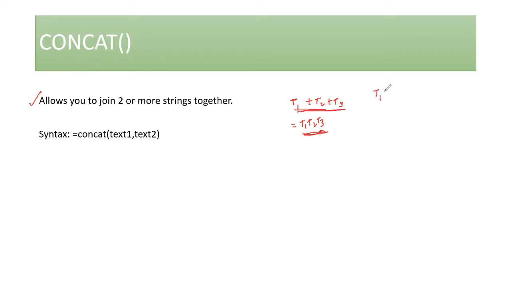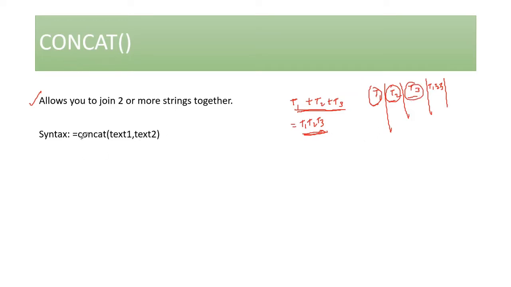Let's say text1 is in one column, text2 is in another column, and text3 is in another column. We wanted to prepare a column that has a value which is an appending of text1, text2, and text3. How do you do that? With the help of your concatenate function.